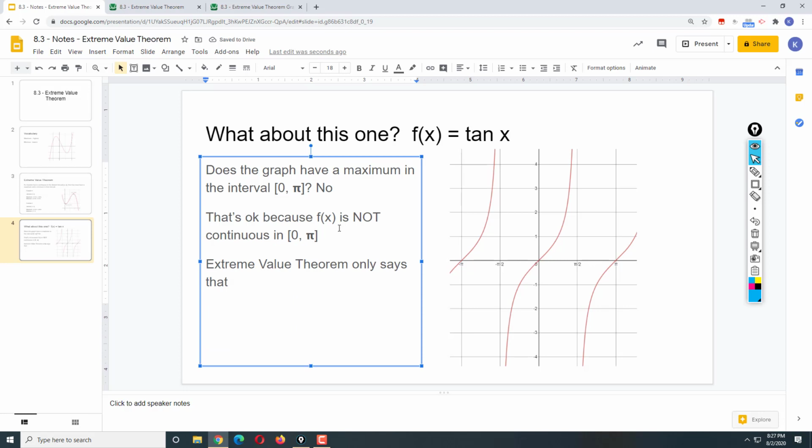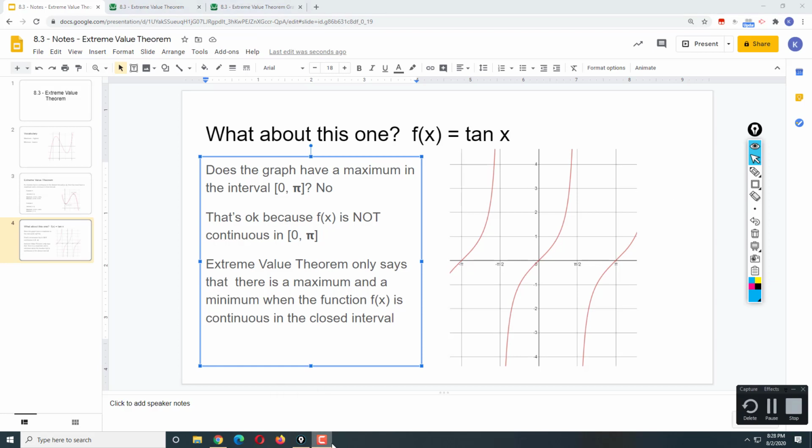And the extreme value theorem only says that there is a maximum and a minimum when the function f of x is continuous in the closed interval. So if it's not continuous, it makes a jump, then we might not have a maximum or minimum. Okay, that's it for extreme value theorem.